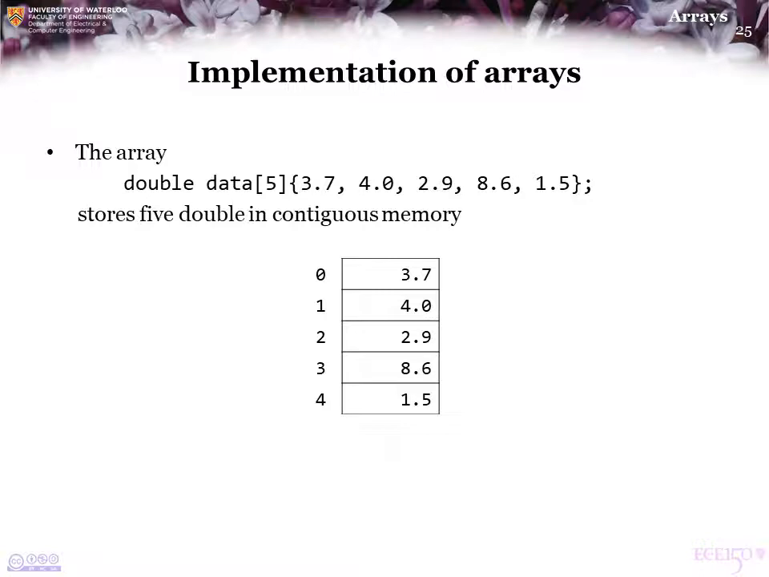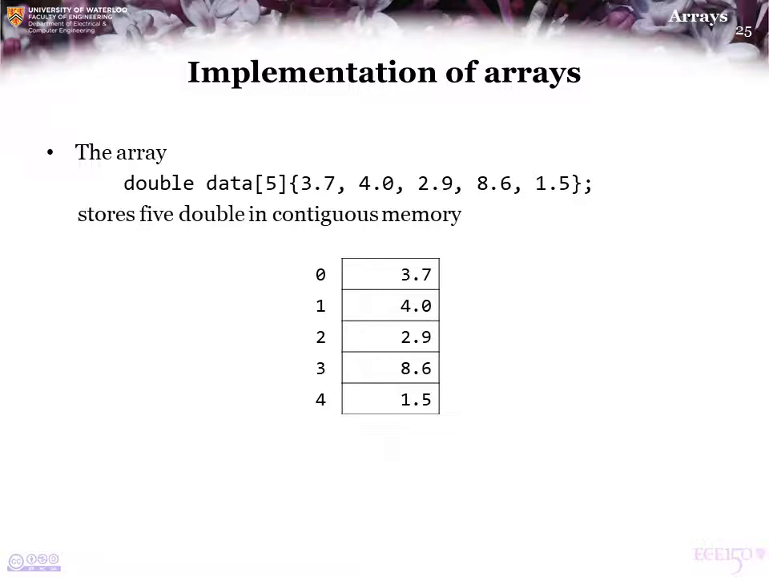So in one location in memory we're storing 3.7. In the very next location in memory we store the double 4.0, then 2.9, 8.6, and 1.5. And if I was to assign to any of these 5 entries of this array, it would simply update the corresponding location in memory. Also, if I access any of these entries, it will simply access the appropriate location.